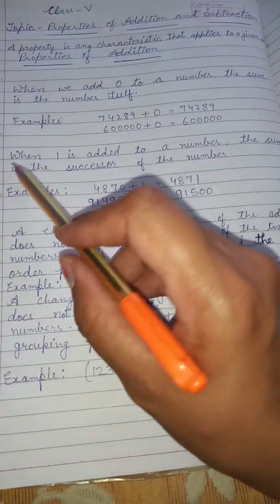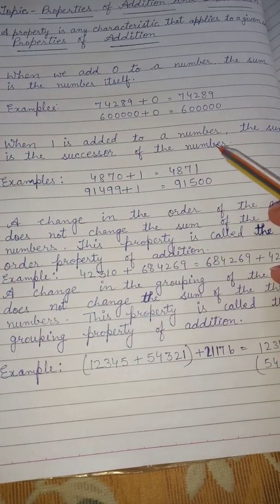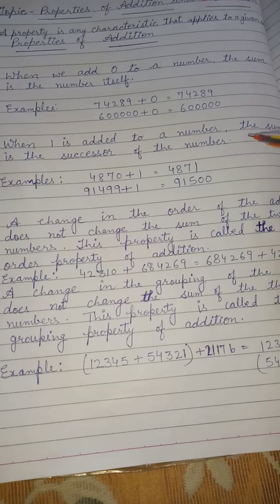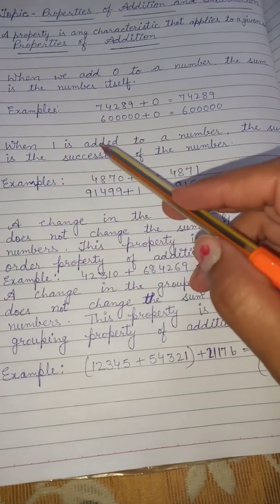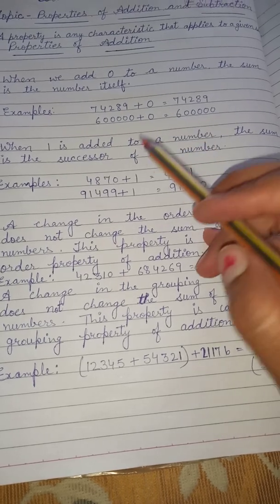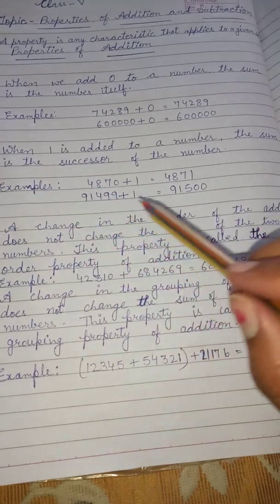Now second property. When 1 is added to a number, the sum is the successor of the number. Whenever we are adding 1 to any number, then we get its successor. Okay. Here is an example.